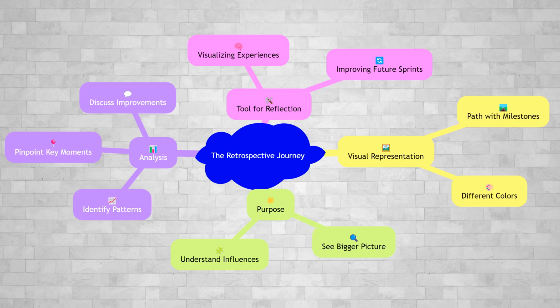The retrospective journey activity involves creating a visual representation of the team's journey throughout the sprint. Participants draw a path with different milestones and significant moments, using different colors to represent positive and negative experiences. This activity helps teams to see the bigger picture and understand how different events influence their progress. By analyzing the journey, teams can identify patterns, pinpoint key moments, and discuss how to improve future sprints. The retrospective journey activity is a powerful tool for visualizing and reflecting on the team's experiences.